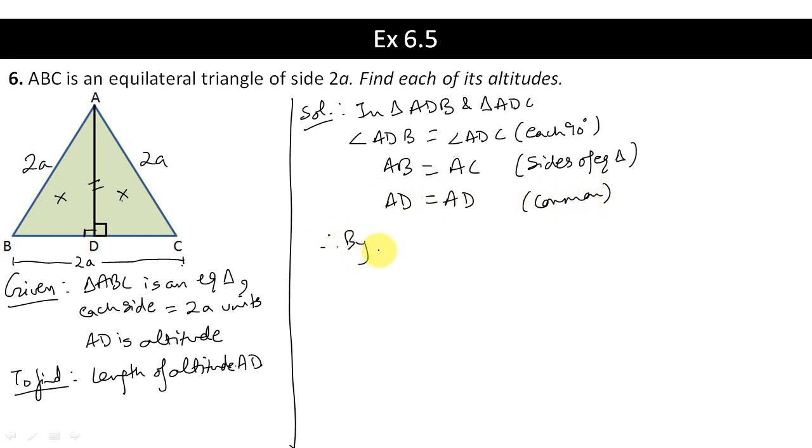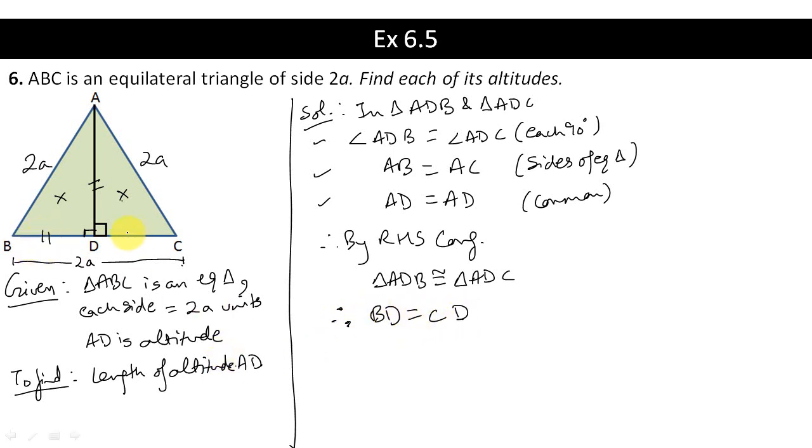Therefore, by RHS congruency, this is the right angle, this is the hypotenuse, and this is the side. Therefore, by RHS congruency, triangle ADB will be congruent to triangle ADC. Now, I can say BD is equal to CD, so this side BD will be equal to CD by CPCT. Since two triangles are congruent, their corresponding parts will be equal.